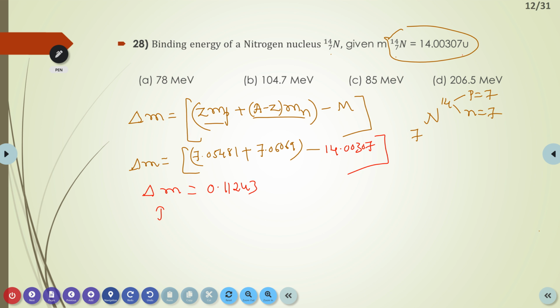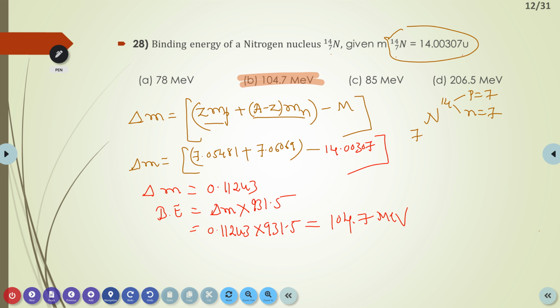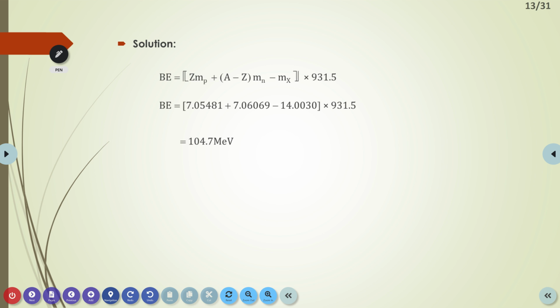0.11243. Then binding energy equals delta M into 931.5. Substitute this: 0.11243 into 931.5. It translates into 104.7 MeV. Option 4 is the right choice. It is also a purely numerical one. Next.